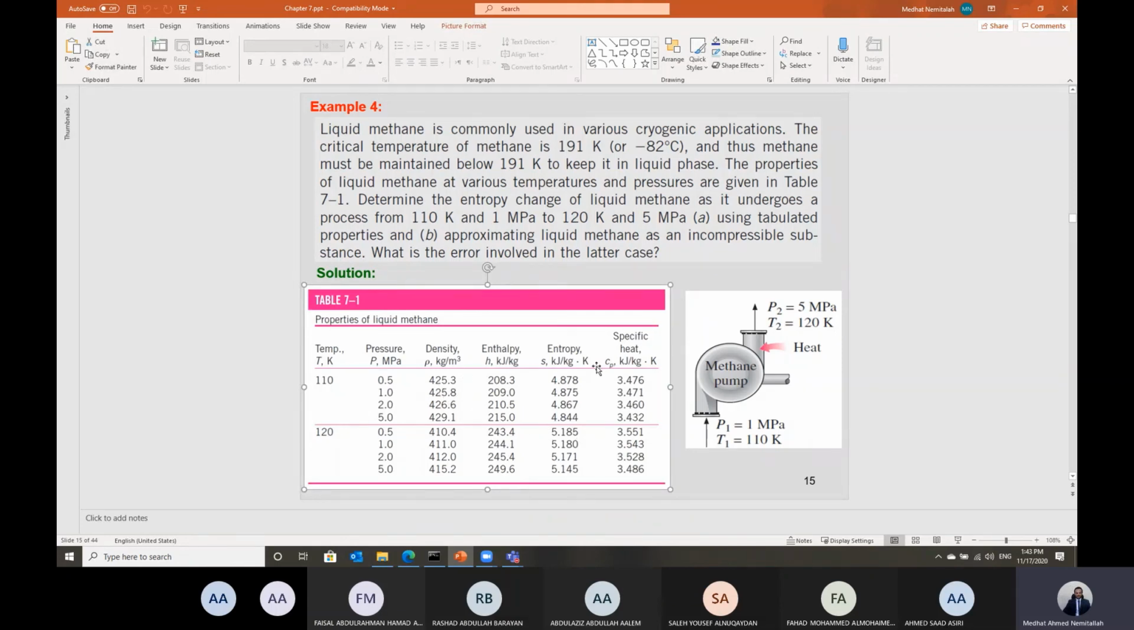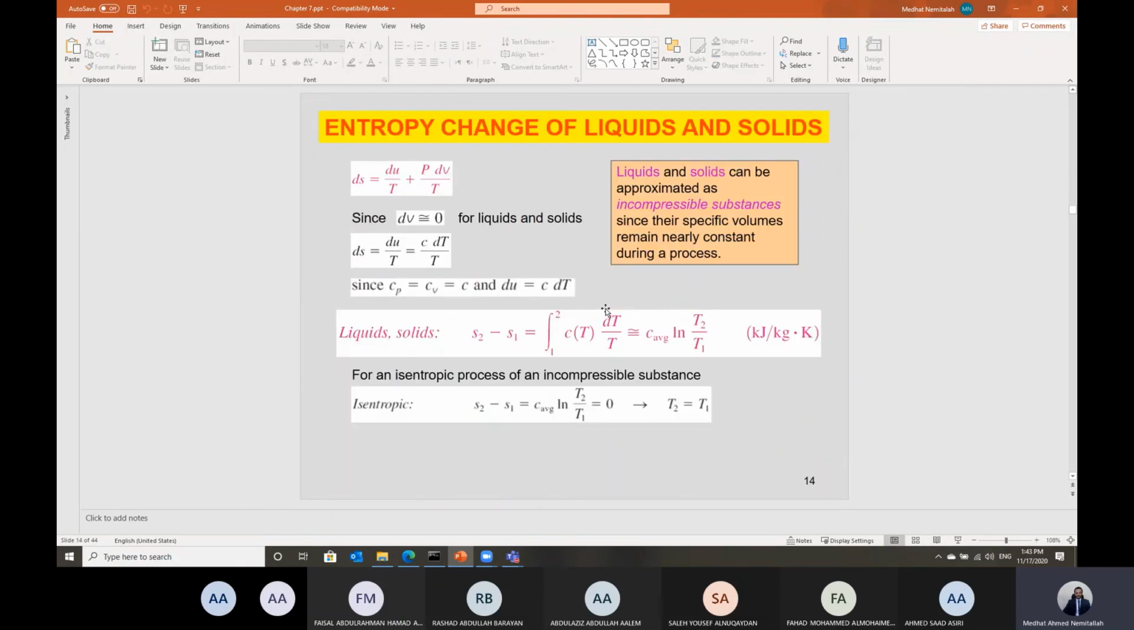If I need to calculate the entropy from the table, he gives me the temperature at the inlet, 110, and the pressure 1 megapascal. Here the entropy will equal 4.875 kilojoule per kilogram Kelvin. At T2 120 and the pressure 5 megapascal, the entropy in this case will equal 5.145. So the difference in entropy, delta S, will be just the difference between the two values. This is the actual difference in entropy. In the second case, using this approximation, C average ln T2 over T1.